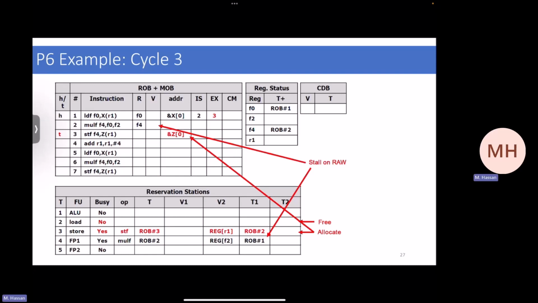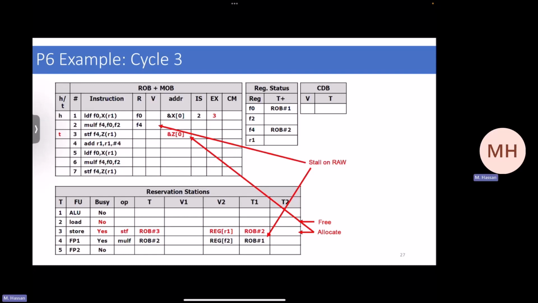It's a read-write dependency, right? Because you are waiting for F4 to be written. F4 is currently not ready in the ROB, not broadcasted in the common data bus, so you have to wait. And I can simply issue the store. Issuing the store, I allocate the store unit, and then look into my sources.